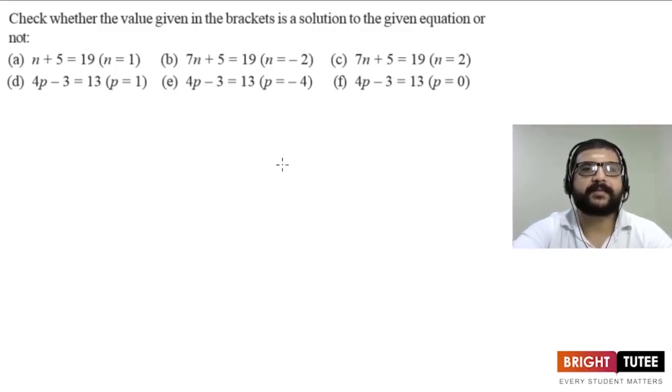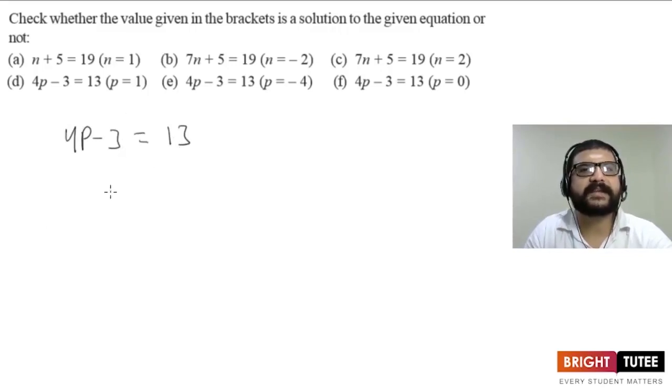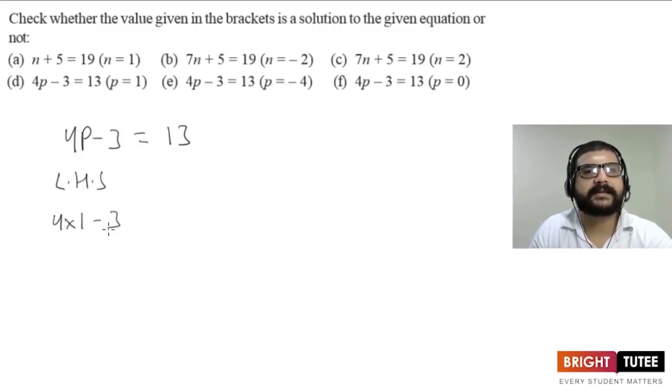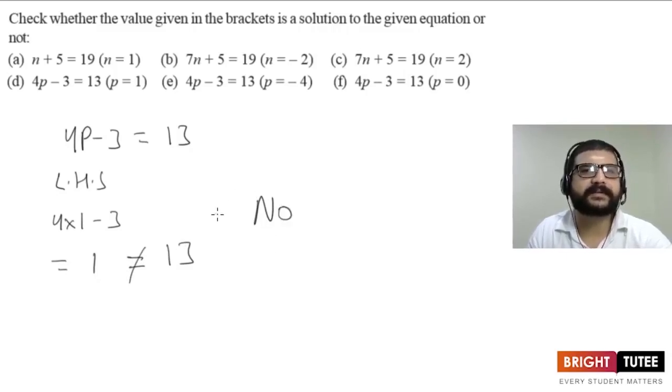Now let's see one more question, which is 4p minus 3 is equal to 13. Now the value of p is given as 1. Let's simplify the LHS again first. So putting p equal to 1 here, we will get 4 into 1 minus 3. Now 4 into 1 is 4. 4 minus 3 gives us 1. And we know 1 is not equal to RHS, which is 13. Hence the given value of p is not satisfying the equation.